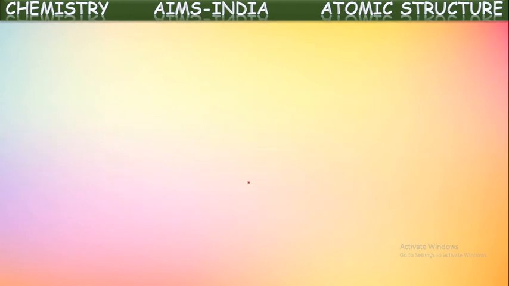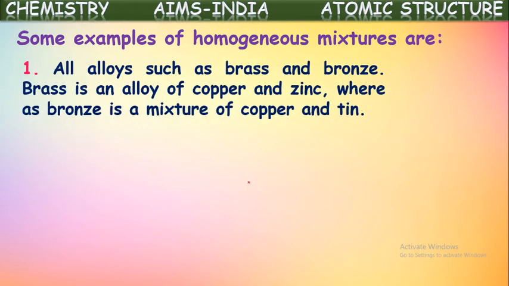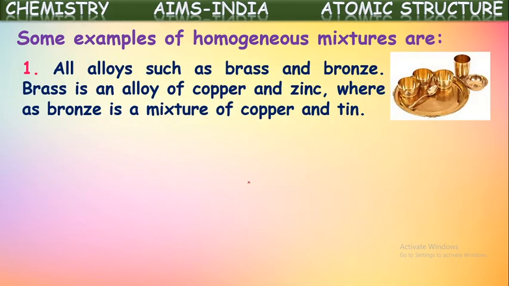Okay. Let us see some examples for homogeneous mixtures here. All alloys such as brass and bronze. Brass is an alloy of copper and zinc, whereas bronze is a mixture of copper and tin. So in this, two or more metals are mixed. But after mixing, it seems like one component.